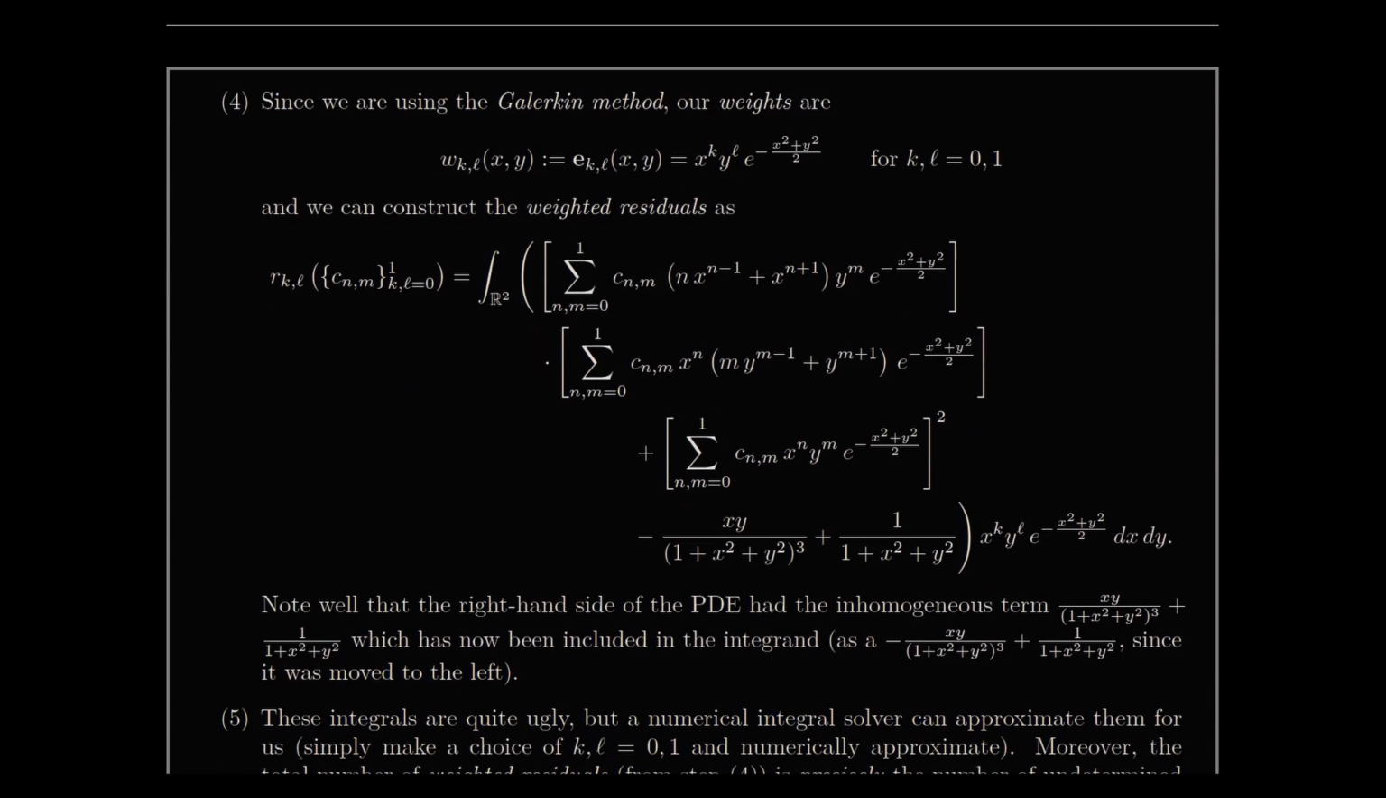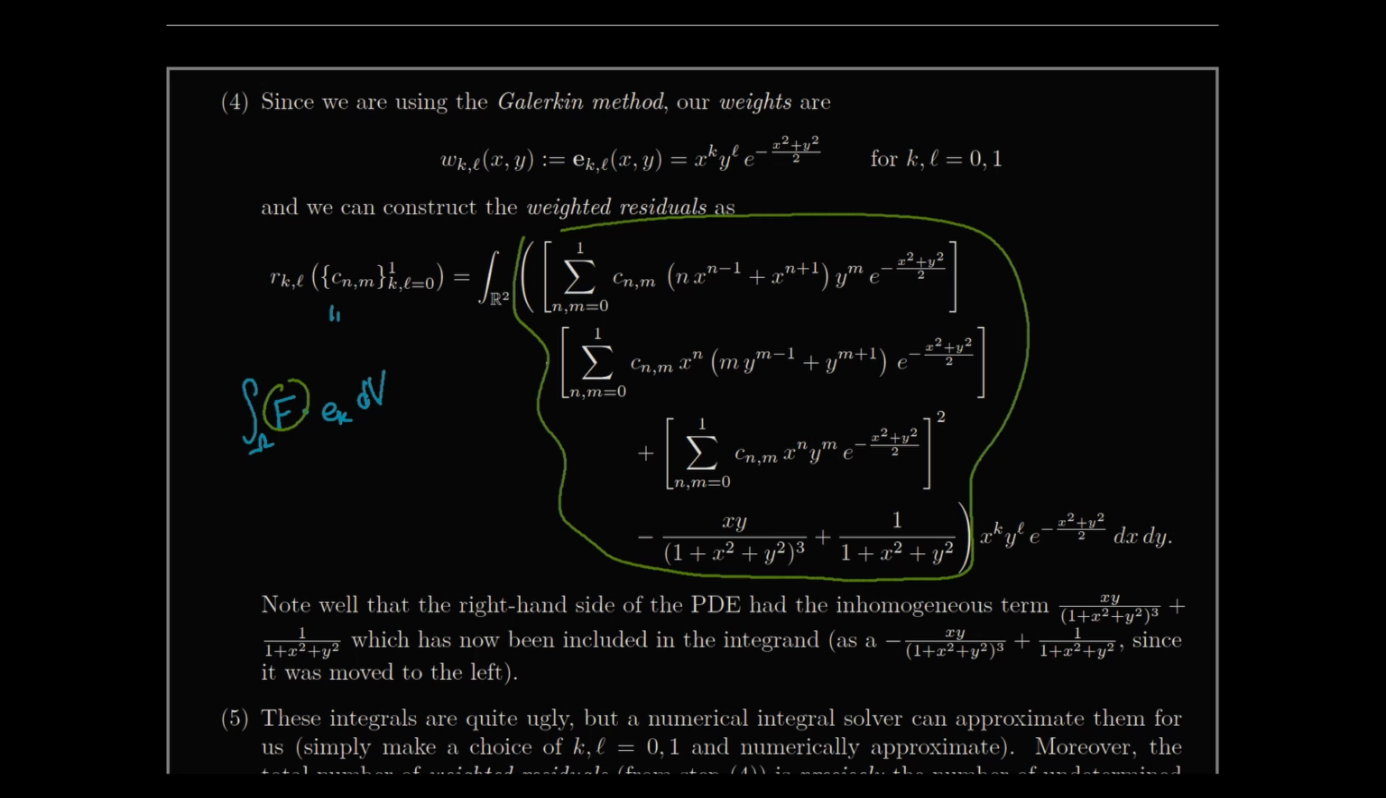In step 4, we can actually construct the residuals, and that's because of Galerkin. Never forget, in Galerkin the weights are just your basis functions, and in this case, the basis functions are these monomials with the Gaussian. And so as always, how do the residuals get calculated? R is always the integral over all space of capital F, which is the left-hand side of the PDE equals 0, multiplied by the basis functions, and then you integrate over your volume. So in this case, capital F is all of this. My basis functions, which we've been using for a bit, are these monomials times the Gaussian. And then we're integrating over all of volume in R2. And so this is how we construct the residuals.